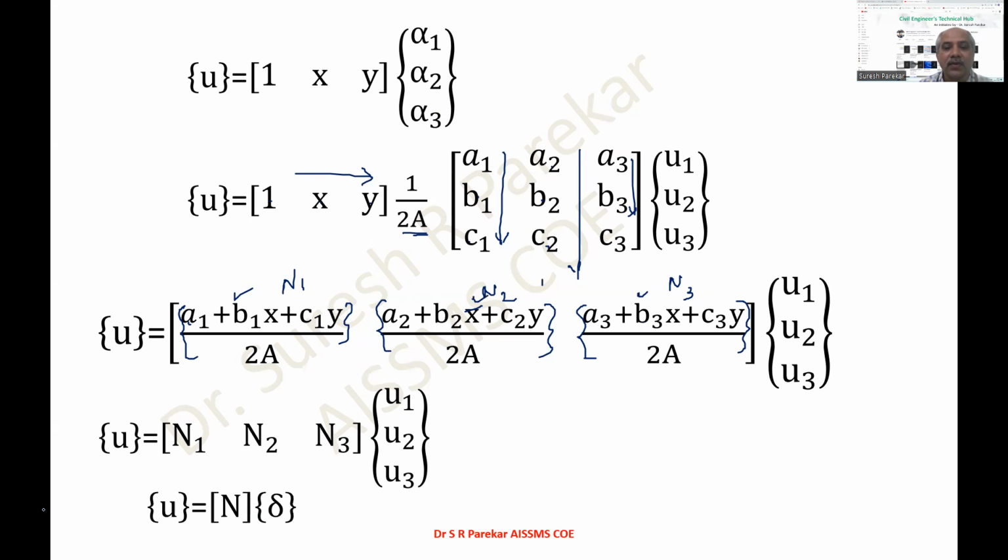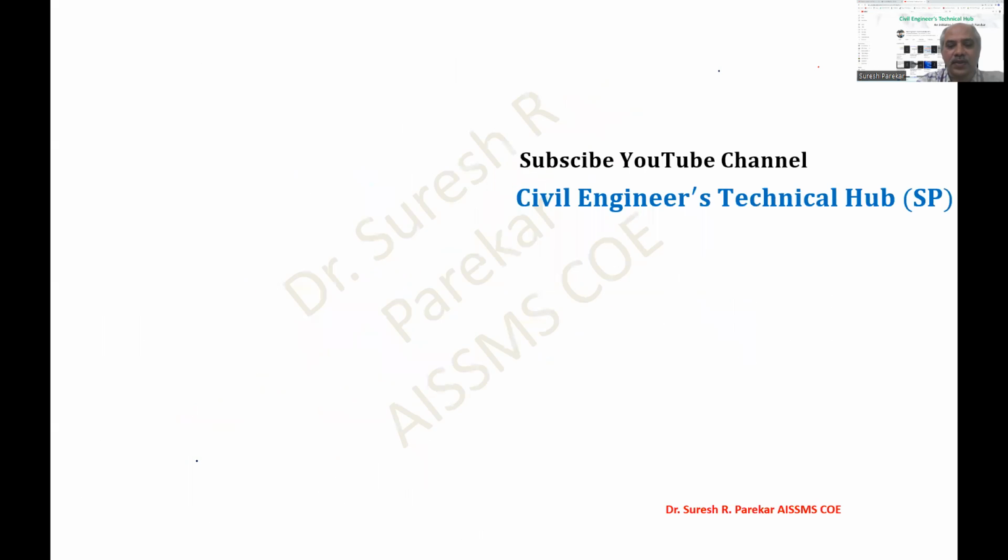So likewise, we are in a position to find the shape function for different elements with different nodes. Now we will stop here only for the CST element.